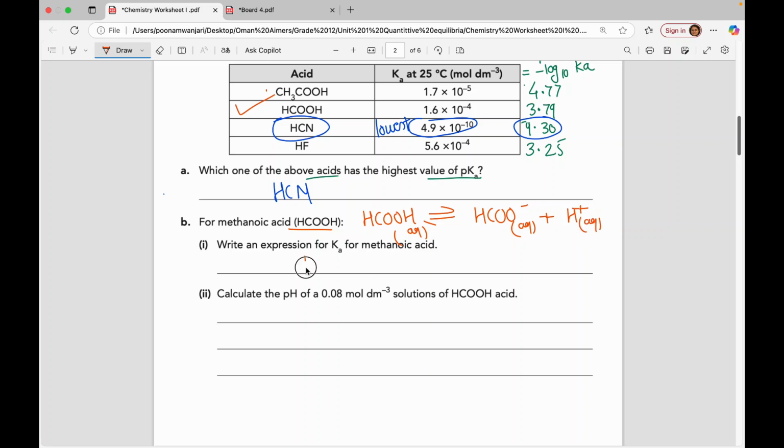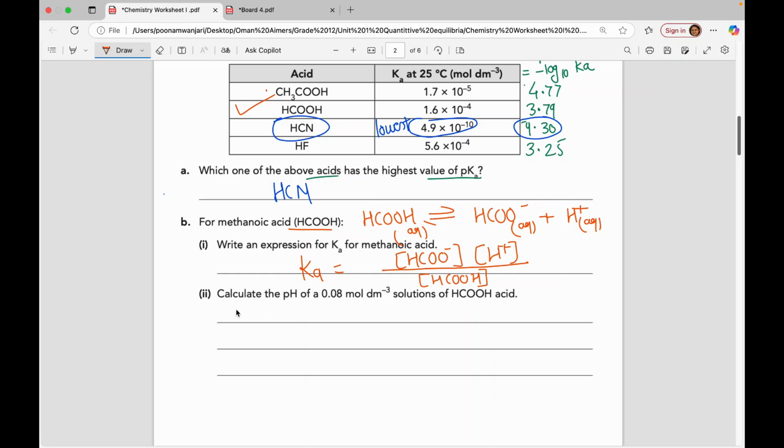Now the expression for Ka is, as we know, an equilibrium expression. Equilibrium expression means equilibrium constant, so products divided by reactants. We will take the product of the products: the concentration of methanoate ion and the concentration of H plus ion, divided by the reactant, that is the concentration of the given acid. So this is your expression for Ka, student. This is also called the equilibrium expression for methanoic acid.